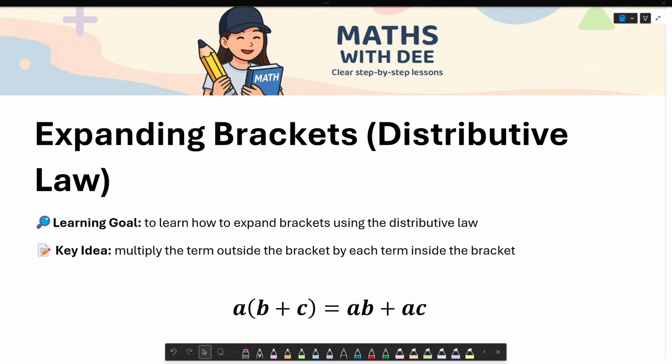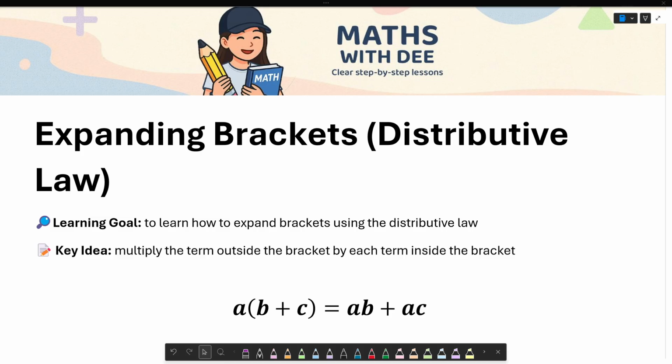Ever wondered why you keep making mistakes when expanding brackets? It's probably because you're missing the loop trick, a simple visual method that makes it click every time. Most students try to expand brackets by memorizing rules, but my students use colored loops to see the connections.